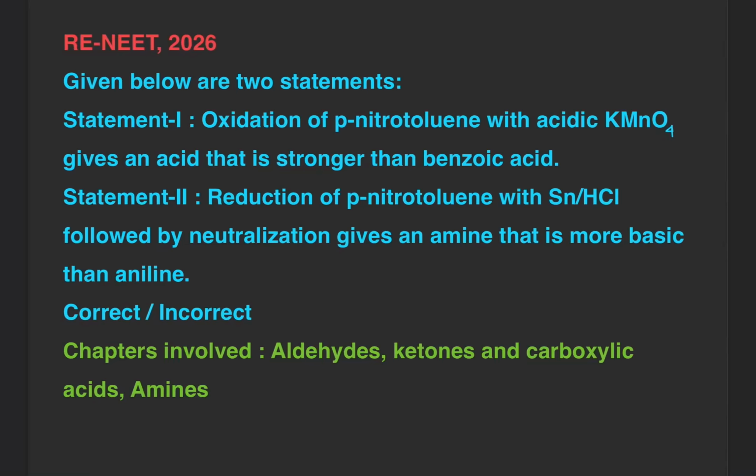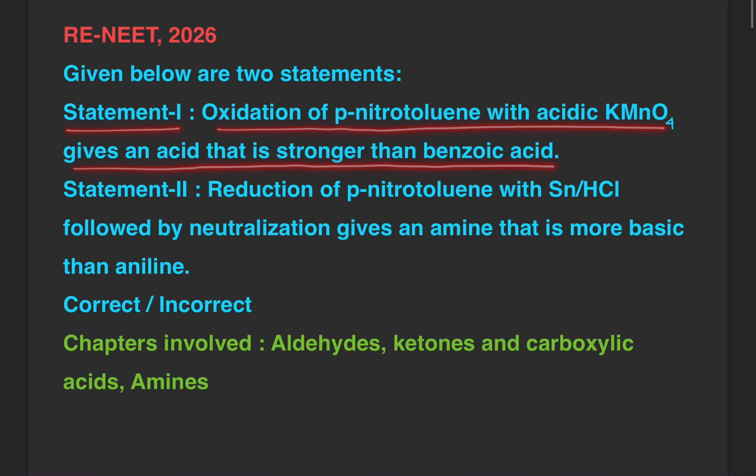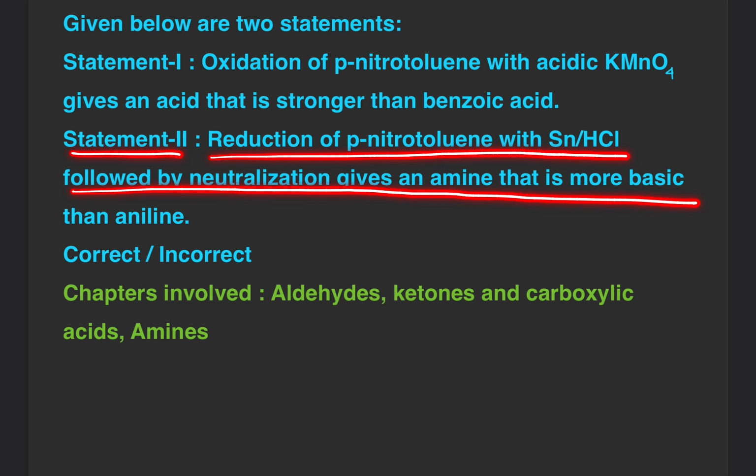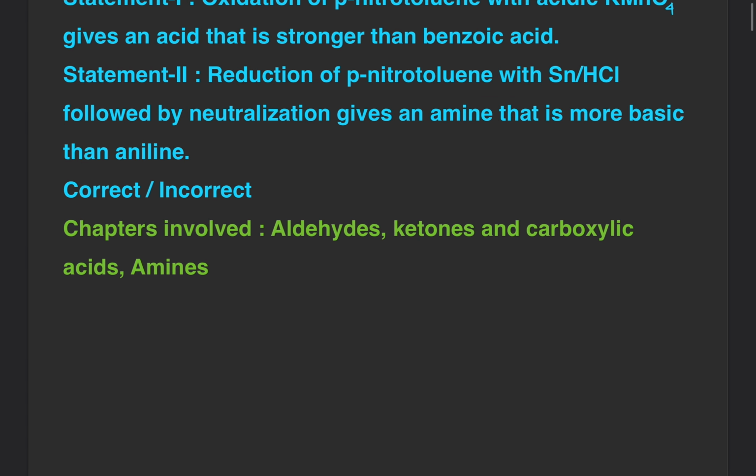Hello everyone. So this is a question from RE-NEET 2026. Given below are two statements. Statement 1: Oxidation of p-nitrotoluene with acidic KMnO4 gives an acid that is stronger than benzoic acid. And statement 2: Reduction of p-nitrotoluene with Sn/HCl followed by neutralization gives an amine that is more basic than aniline. Okay, so we have to determine which one is correct, which one is incorrect.